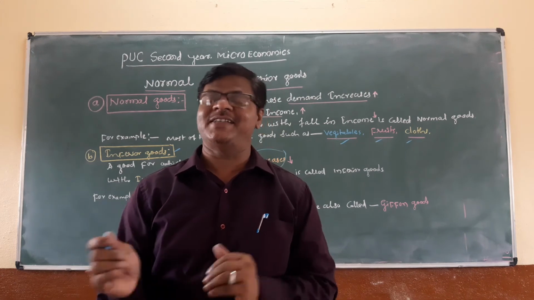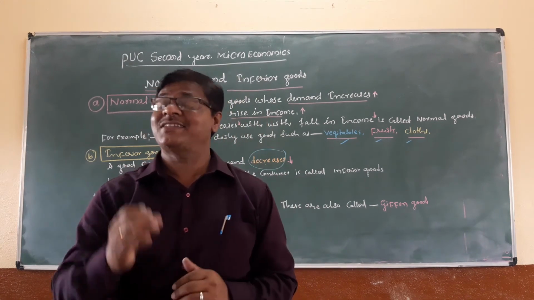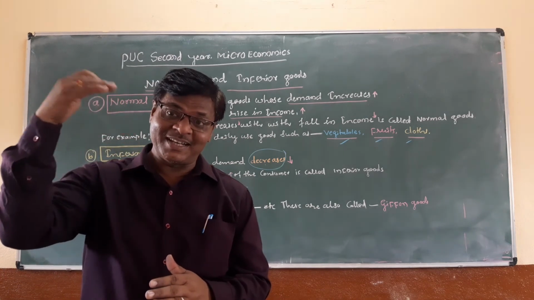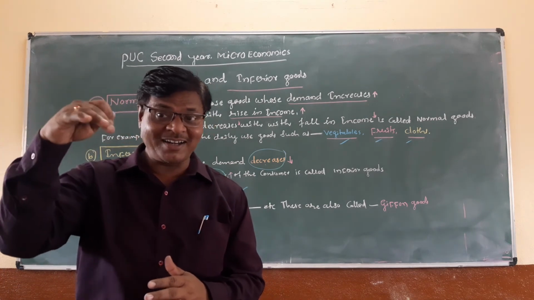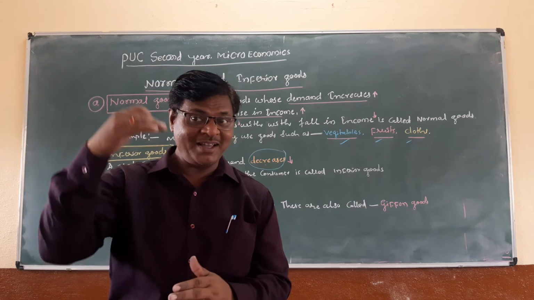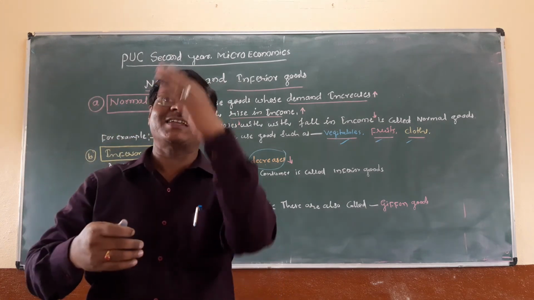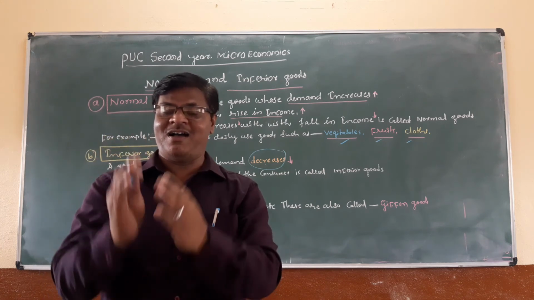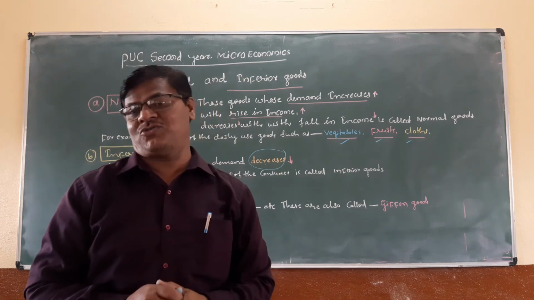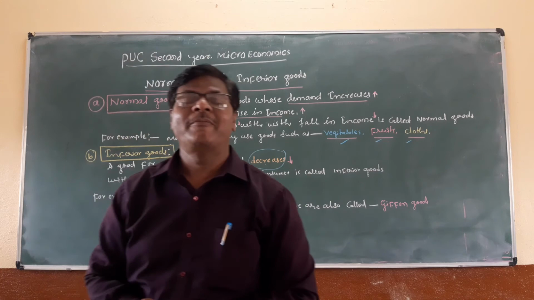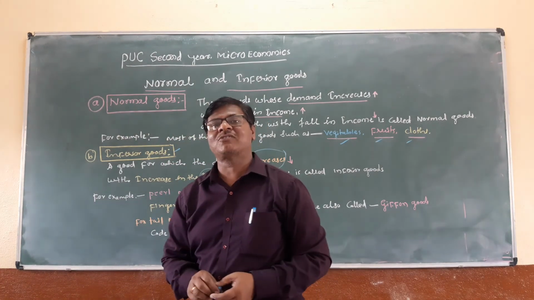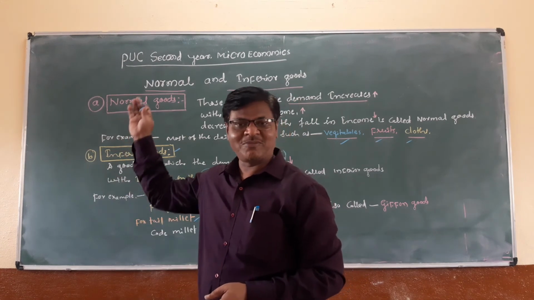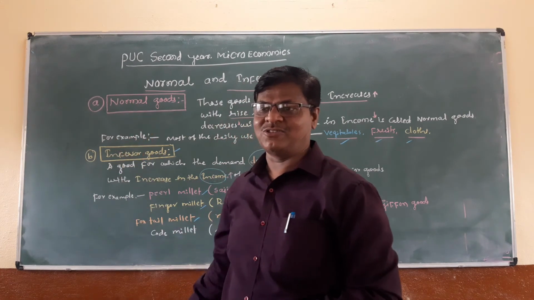But the relation is vice versa. As income increases, demand decreases. Demand increases when income falls. It is vice versa in the case of inferior goods. This is the meaning of inferior goods and normal goods.